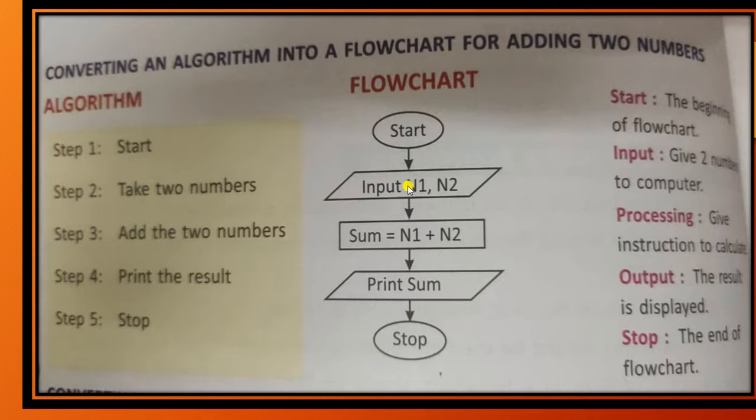So input number 1, number 2, then add two numbers. This is an instruction, you have to put a formula, so you will use the processing box. And last, you are getting some result, the computer is printing the result of the sum, so you will use the input output box for this. So you have noticed input and output have the parallelogram as a shape, processing is a rectangular shape, and start and stop is the oval shape. So this is how a flowchart is done.